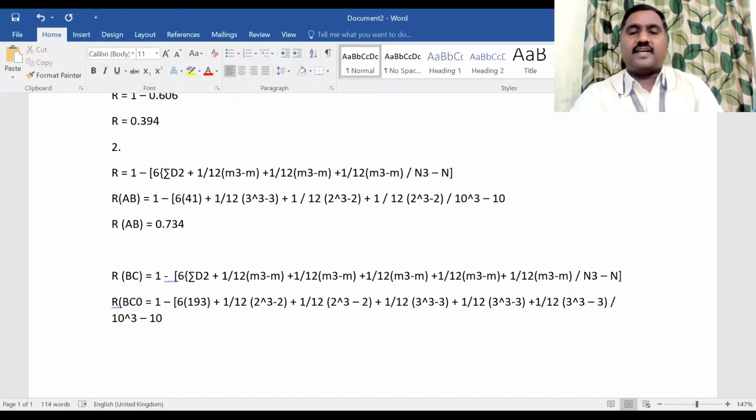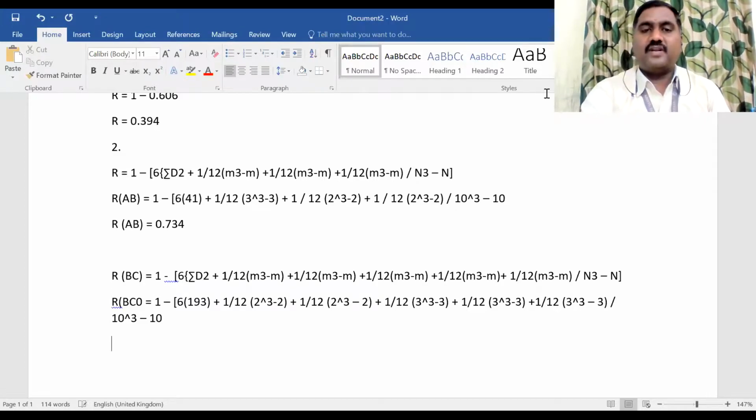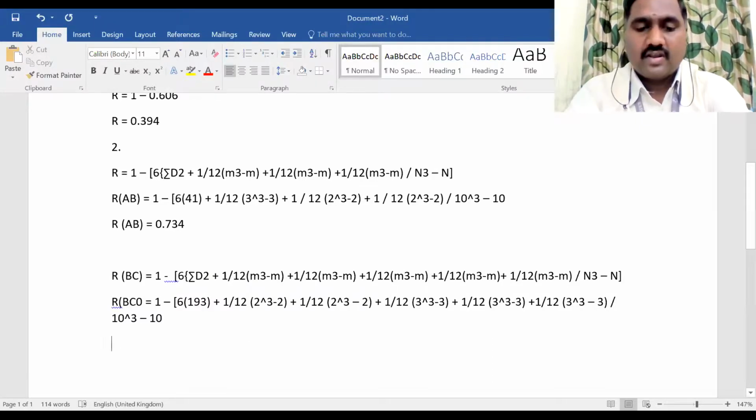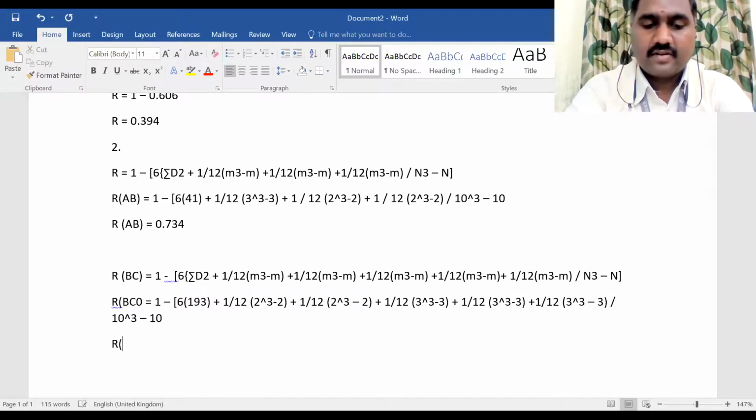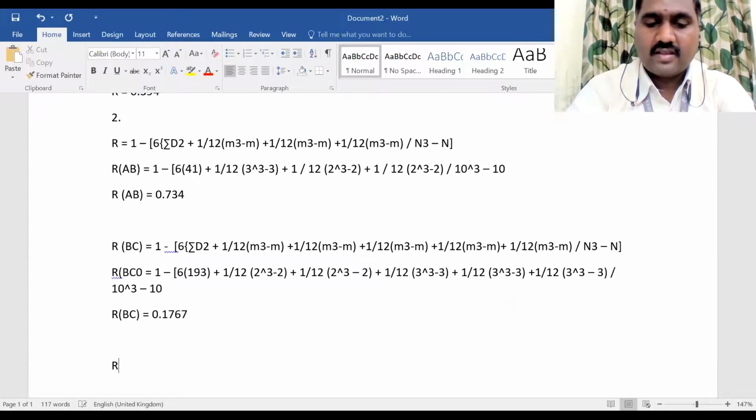So please understand, if you have any doubts, you can ask me. Similarly, you have to do it for the other pairs. The R value for judges B and C, the second and third judges, is 0.1767. And similarly, the R value for judges C and A, that is the third and the second judges, is minus 0.21.